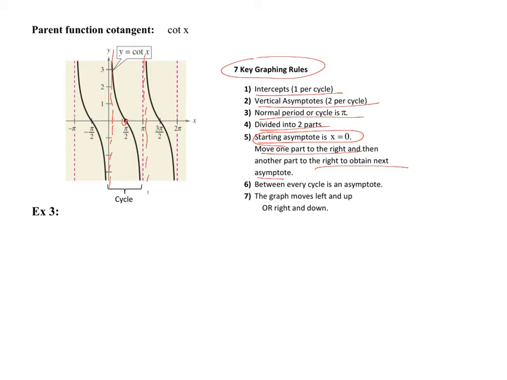asymptote. All right, now between every cycle is an asymptote, and the graph moves left and up, or right and down. Left and up, or right and down. So as you move from left to right, you're starting from the top, and you're working your way down. All right, let's do a couple examples.